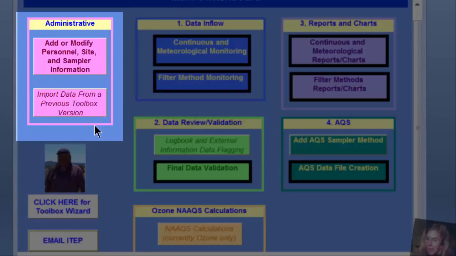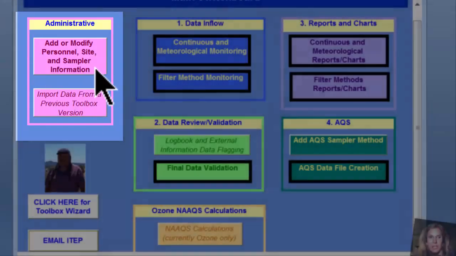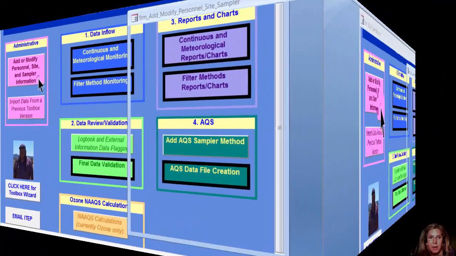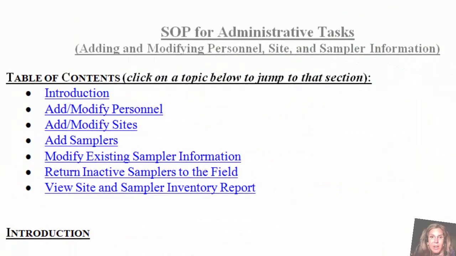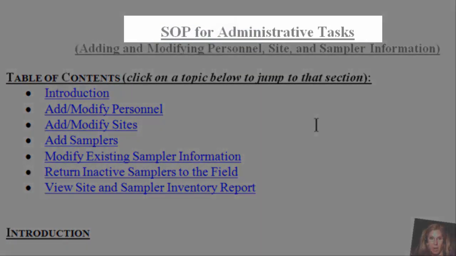Looking at these admin functions, if you click this one, the add or modify personnel, site, and sampler information, you can see that there are 6 buttons here. Let me just show you first. Click here for help file. And that opens up the standard operating procedure for administrative tasks.